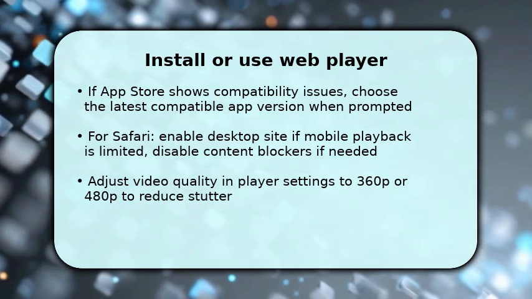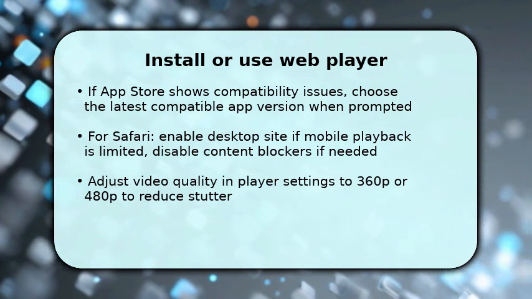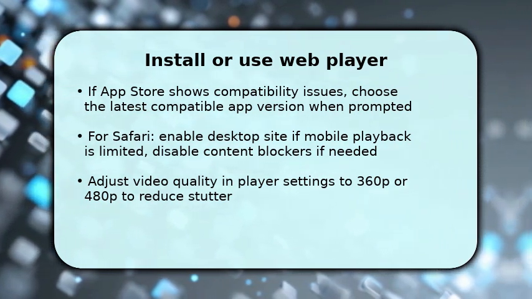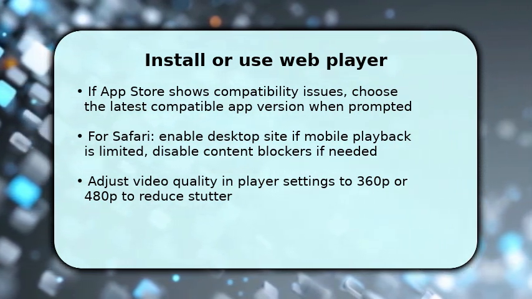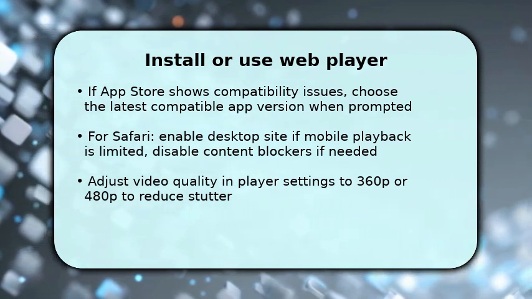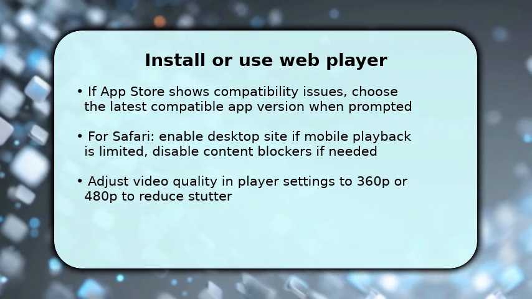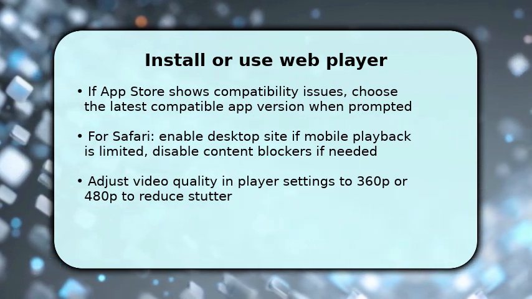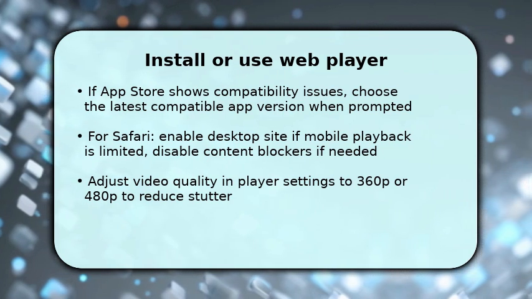If the App Store offers an older compatible YouTube version, accept that download. It preserves functionality without the latest features. If you use Safari, request the desktop site or reload the mobile page and disable content blockers that may break playback. Open a video and tap the settings gear.